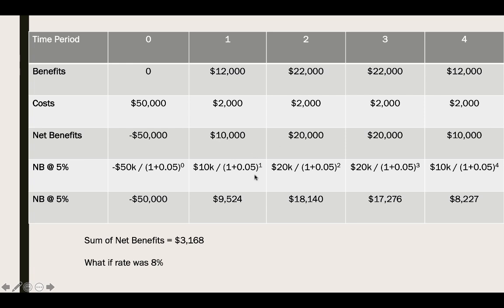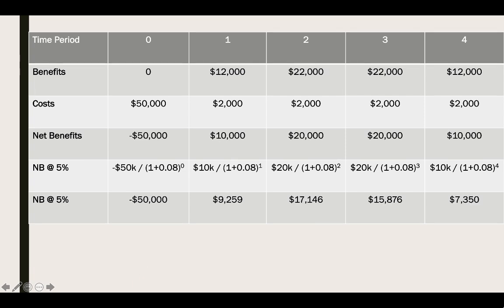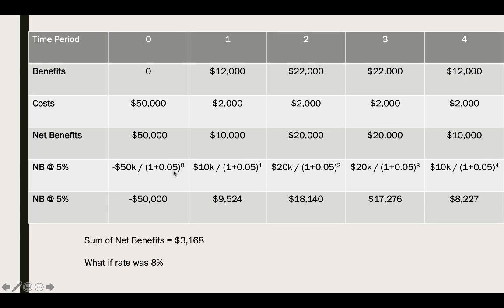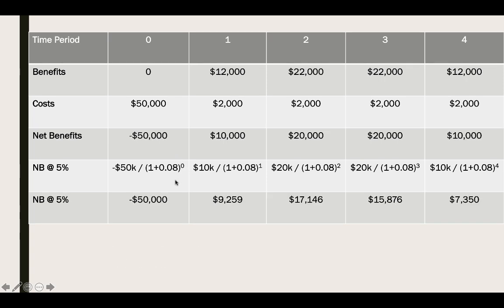But what if, as we see at the bottom here, our discounting rate wasn't 5%? What if it was 8%? So if we refill this table, all we changed was the discount rate. It went from 0.05 to 0.08. So we went from a 5% discount rate to an 8% discount rate.